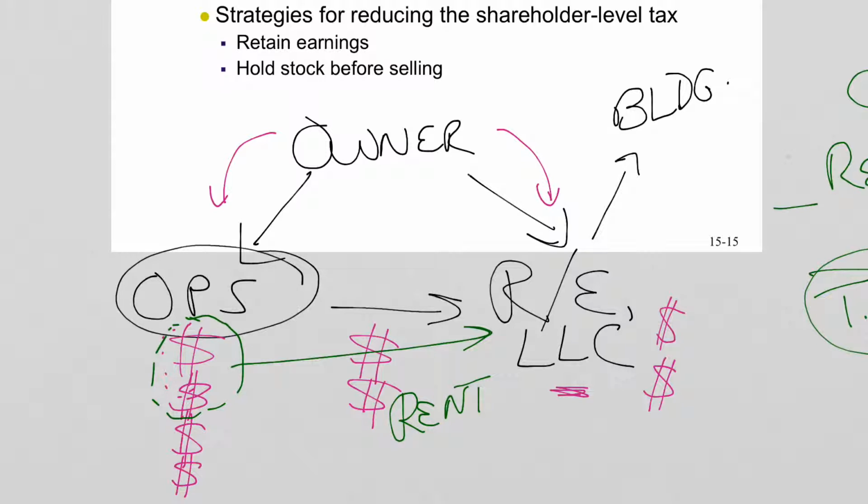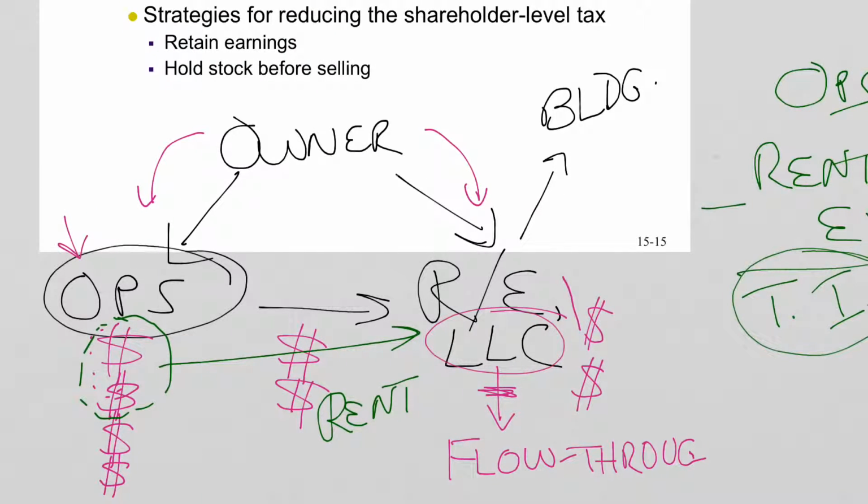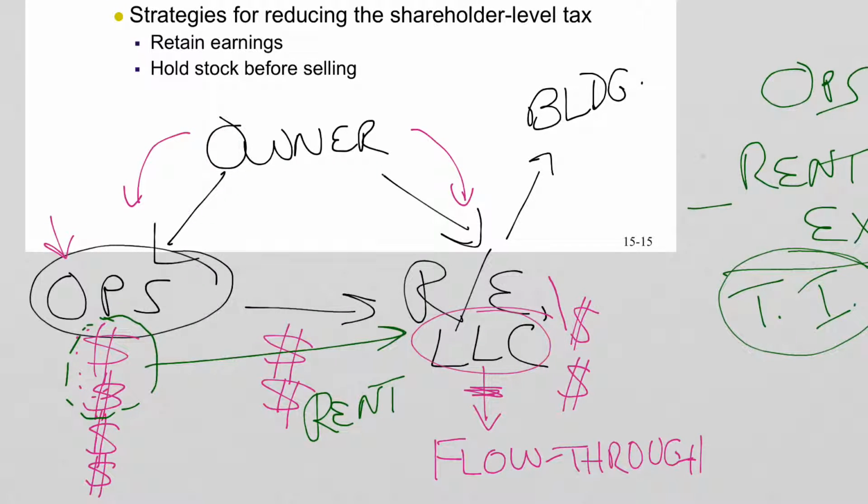Nevertheless, the owner's money from OPS, the profit in this entity, has moved in the form of rent to the LLC. And now let's follow the end result. The money will now be paid by the LLC, which is a pass-through or flow-through entity. Hence, it does not have a double tax issue. That's what you should be saying. It's a flow-through entity, no double tax issue.